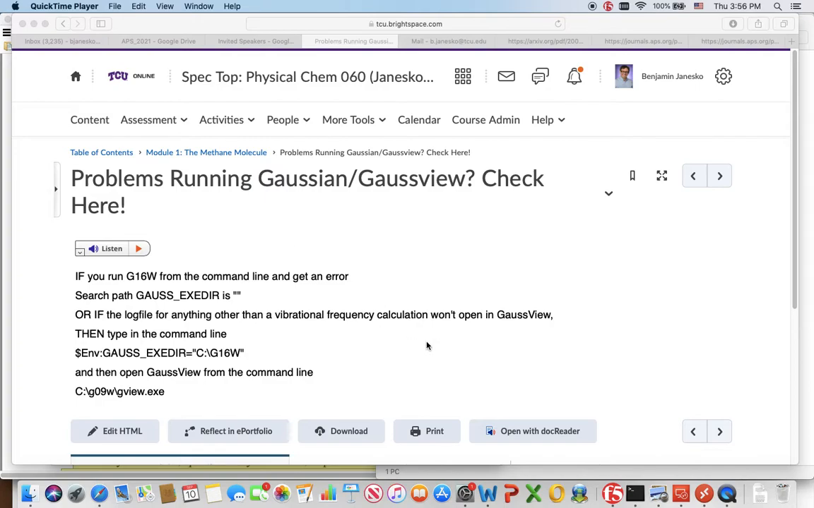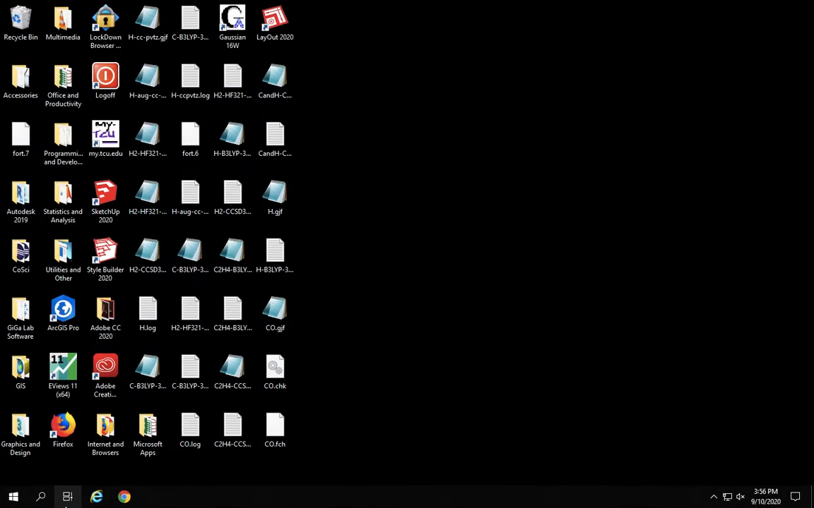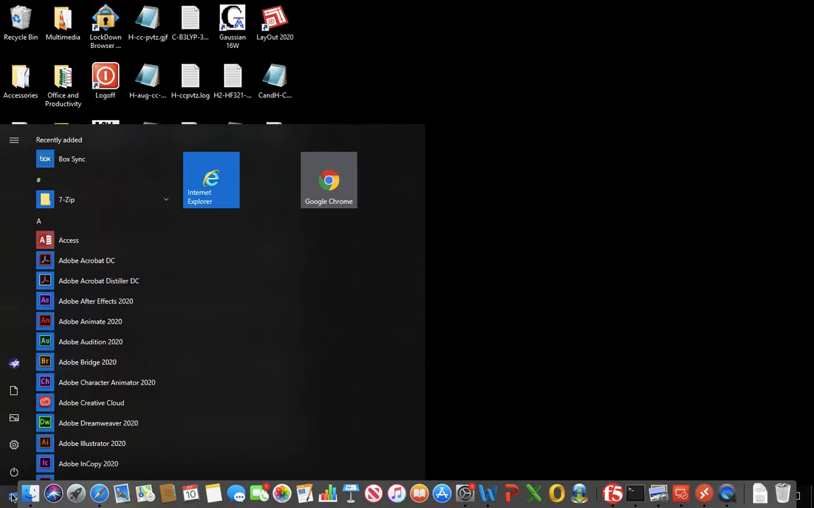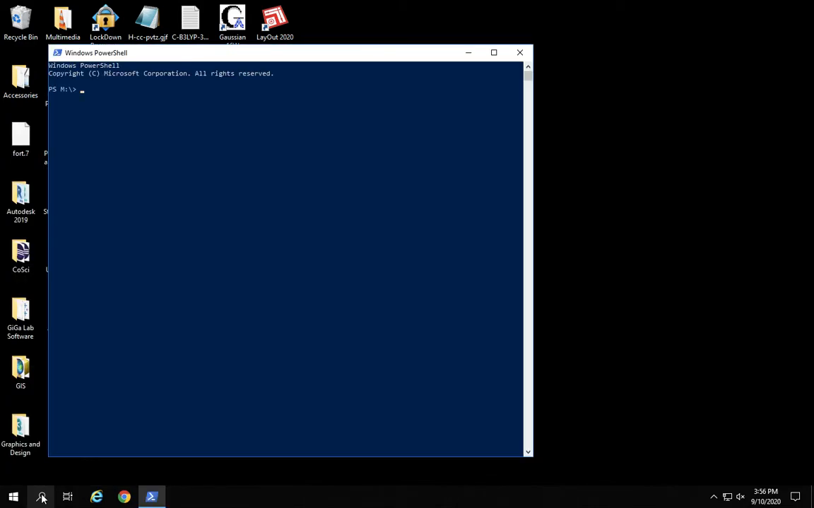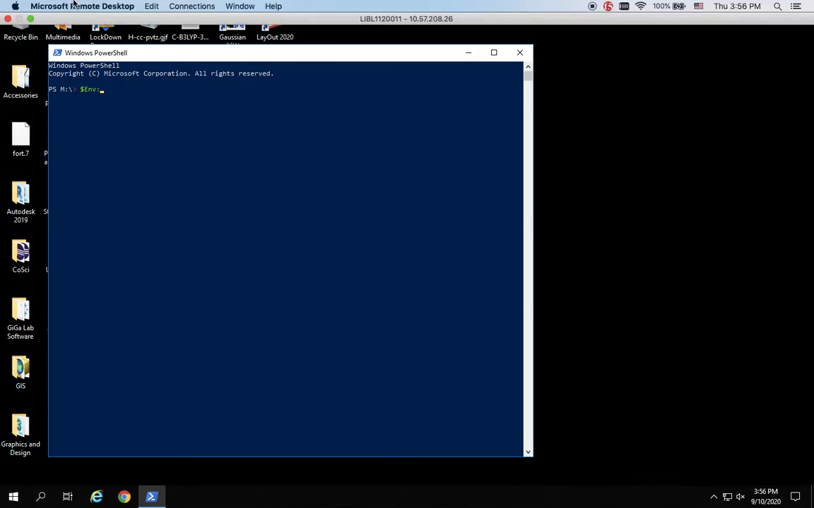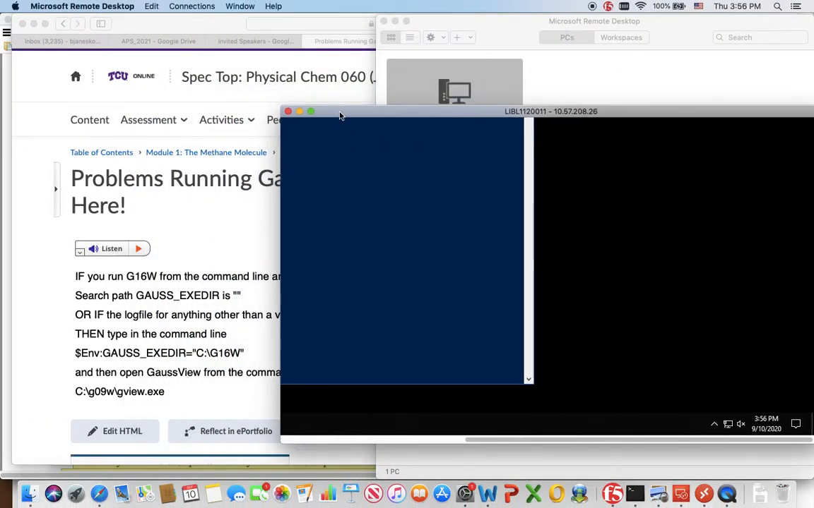So I've logged in to one of the remote desktops, and I'm going to execute some commands in a way that makes sure I can do more things from GaussView. Here's my remote desktop. I'm going to open Windows PowerShell. I'm going to set the environment variable: env:GAUSS_EXEDIR equals C:\G16W.